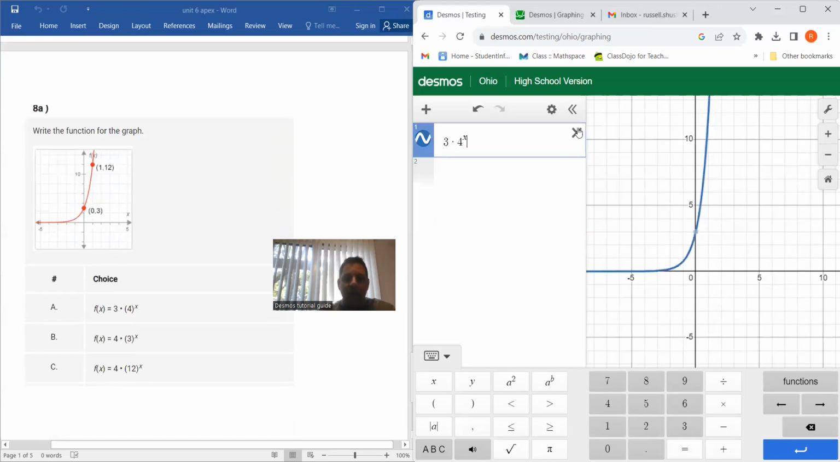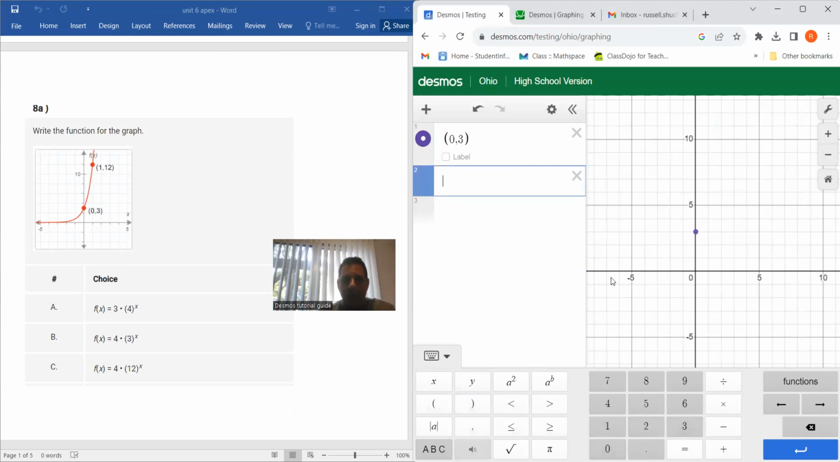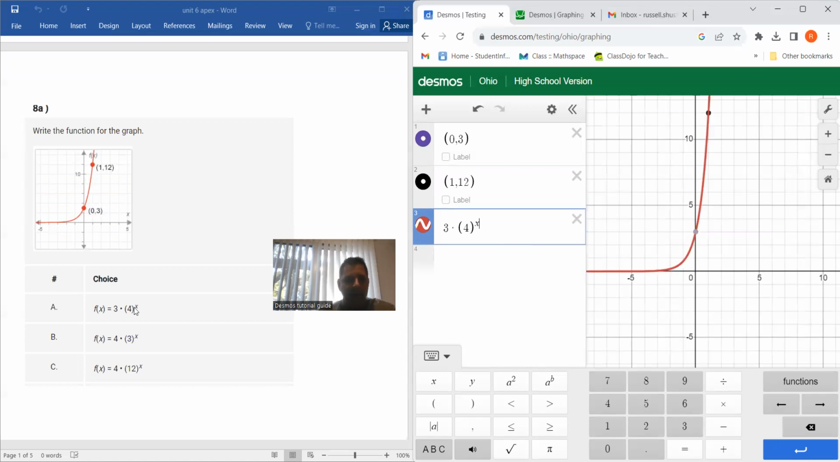Again, I can do the same thing here. Let's put these points in. And then let's make sure our choices go through not just one, but both points. So there's 0, 3. Now let's put in 1, 12. And now I can systematically just start putting all these choices in until I see that it goes through both of the points that it needs to. And then raise to the x power. And notice how the first one goes right through both.